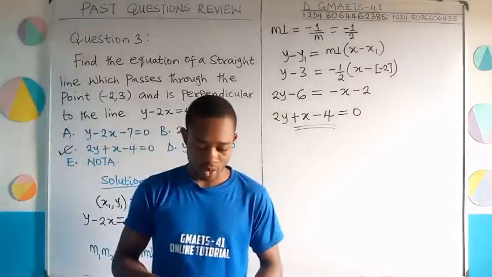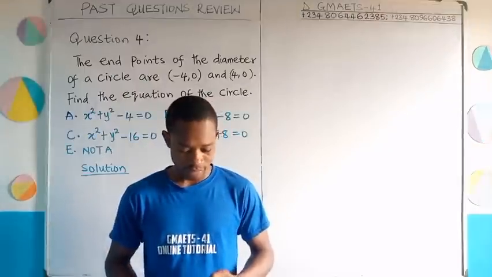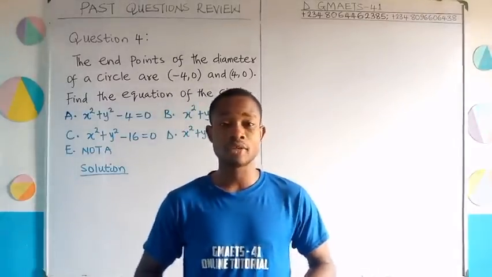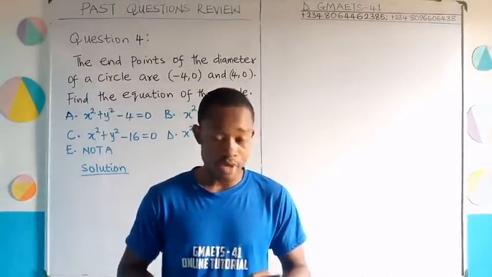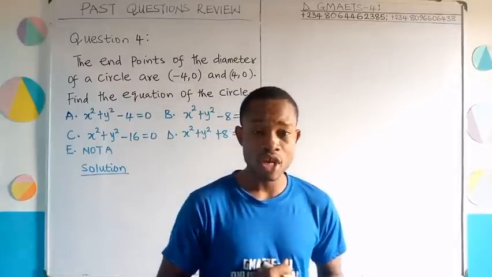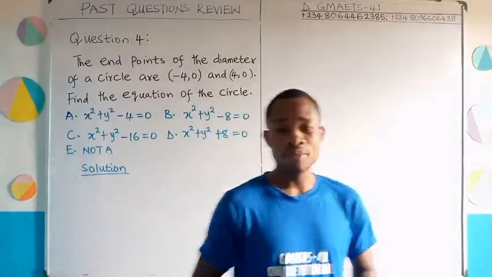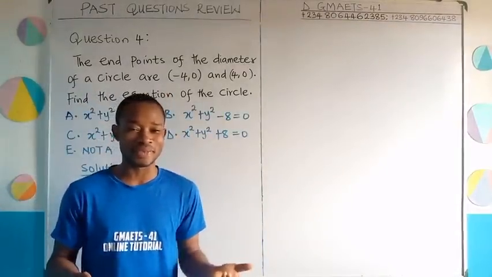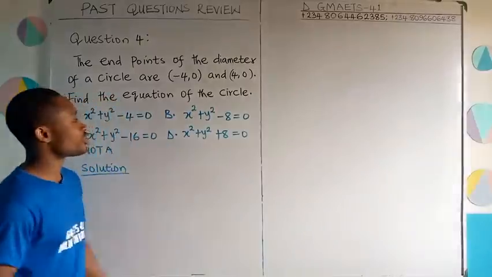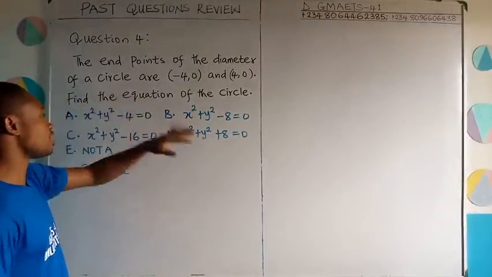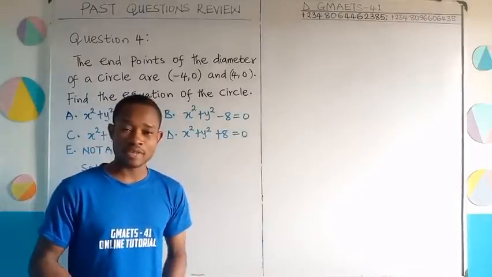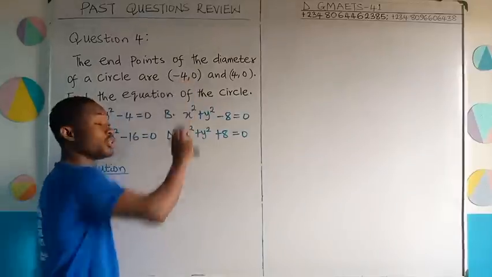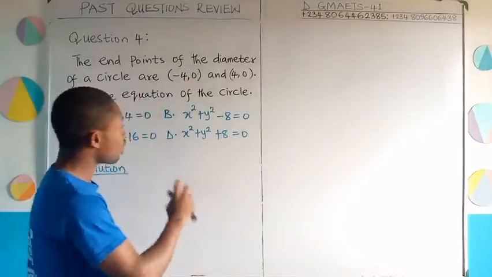We shall move on to our next question, number 4. And the next question reads, the endpoints of the diameter of a circle are minus 4, 0 and 4, 0. Find the equation of the circle. Now this problem is conic section related as well as coordinate geometry related. Let's just focus on what we are asked to find. We are to find the equation of the circle. In this question, we're given the diameter of the circle. They give us the coordinates of the endpoints, as you can see on the board, minus 4, 0 and then 4, 0.